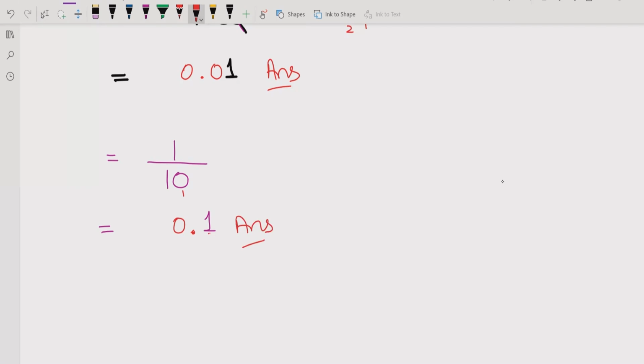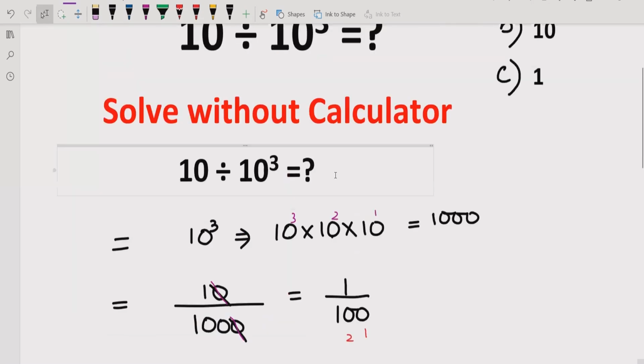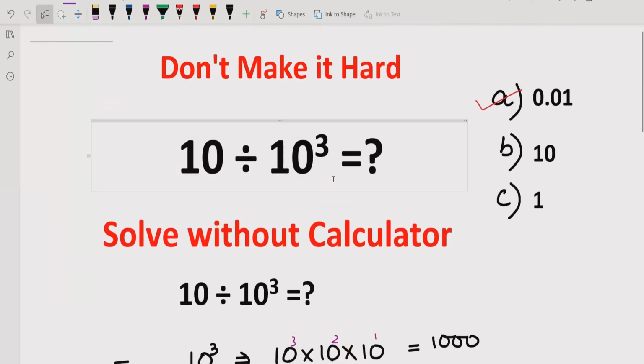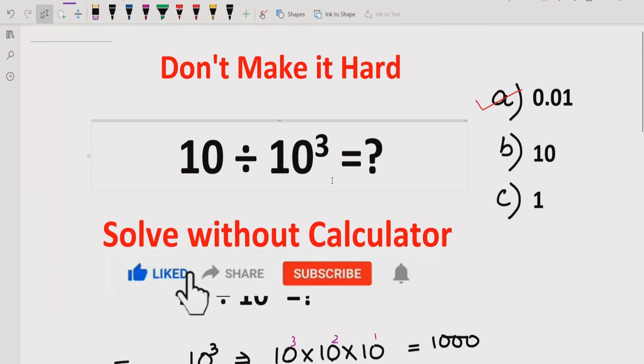Now this is the example of how you can easily solve this type of question in your exam. You don't need to use the calculator, and you can solve it very quickly.